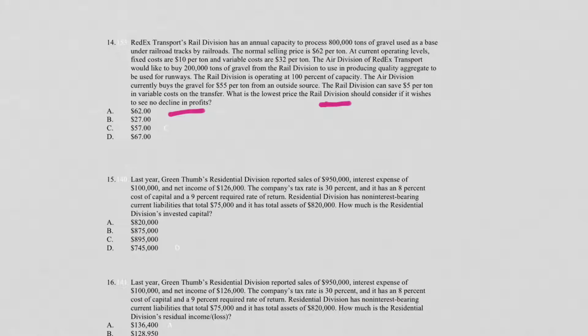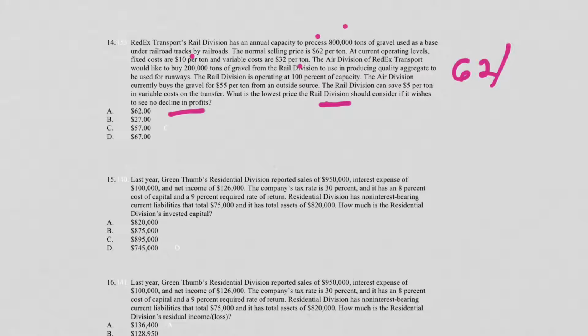Facts. Annual capacity is 800,000 tons. Normal selling price is $62 per ton. Let's put that down. One of the divisions wants to buy 200,000 tons. Great, but we're already at capacity, so we don't want to lose money on this compared to what we can do with the outside world, that's for sure. The rail division, they already told us, is operating at annual capacity. They tell us again. That must mean it's important to understand we can't accept a price less than what would give us the same bottom line, the same net income.